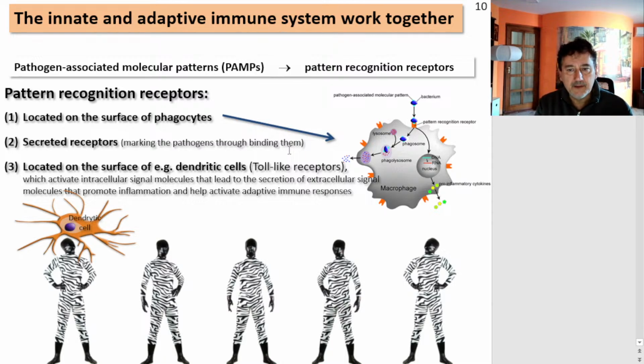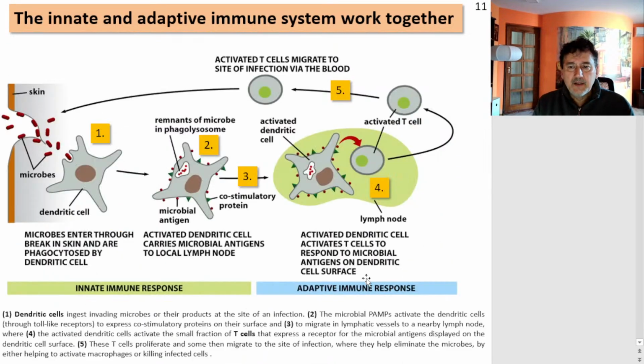Okay, and every recognition step done by these PAMP receptors or by T cell receptors, and you will see that there are also B cell receptors, induces cell signaling cascades within the cells. So this is not a simple process, but there's a very complex background to that. So there is an interaction between the adaptive and the innate immune system.